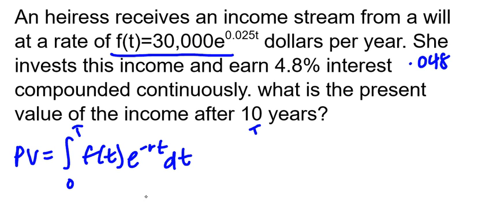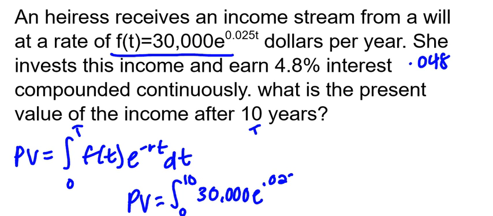So plug in what we know. Our present value is going to be the integral from 0 to our time is 10, so 10 years, 30,000 e to the 0.025t, and then it says e to the negative, our interest rate is 0.048, lowercase t dt. Fancy calculator job.